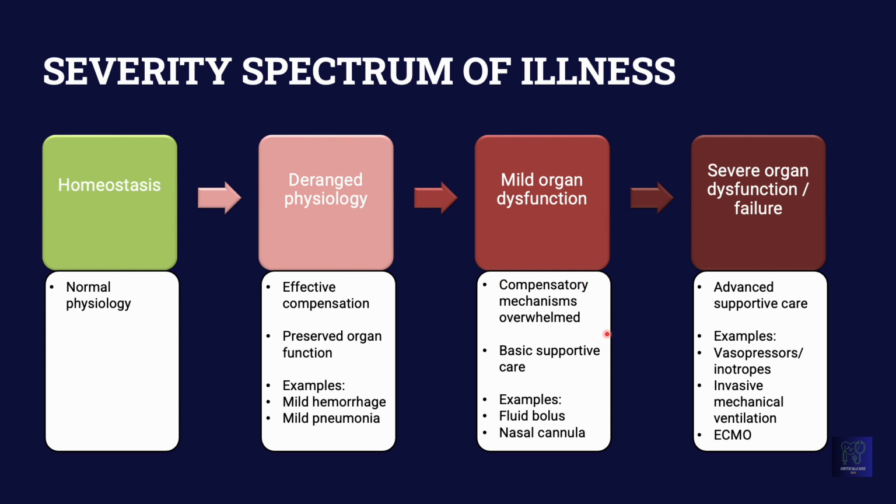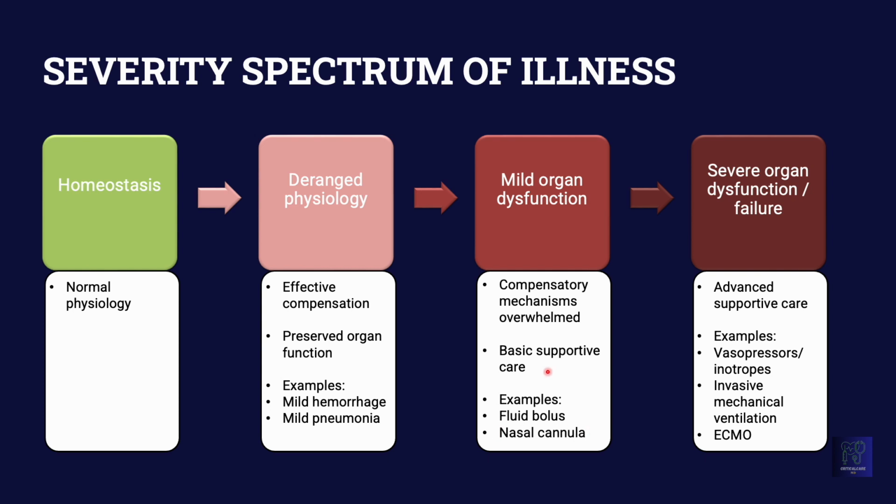But as the disease process worsens, as more and more lung is being involved with pneumonia, the compensatory mechanisms get overwhelmed and we may start seeing signs of organ dysfunction. So the oxygen levels may start to drop as pneumonia gets worse. Early on in the disease process, this is easily corrected. For example, low oxygen may be easily corrected to normal levels with a nasal cannula.